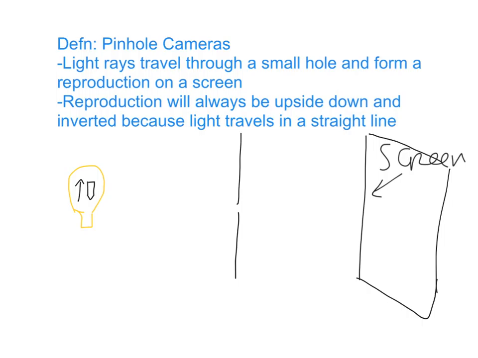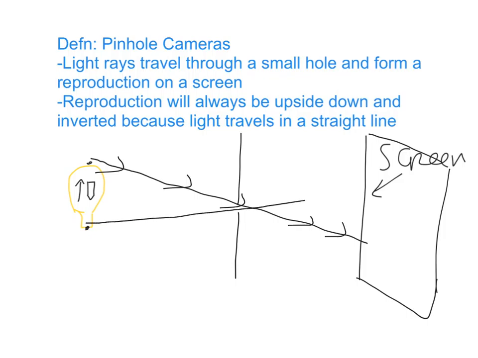So whenever you're drawing diagrams for pinhole cameras, you're going to go from the top to the bottom, and you're going to travel through the pinhole and onto the screen. So you definitely need rulers for these. So we're going from the top of the source through the pinhole. As you can see, I'm not using a very good ruler right now. And then you're going to go from the bottom of the source through the pinhole and onto the screen.